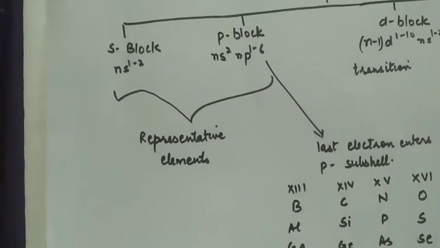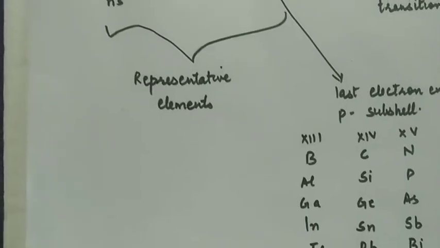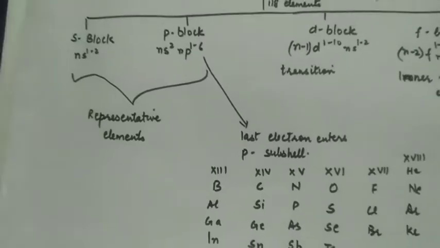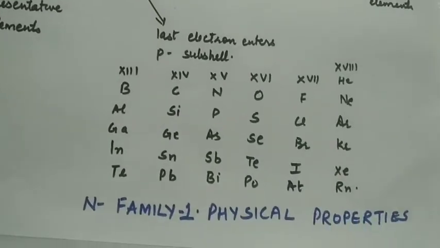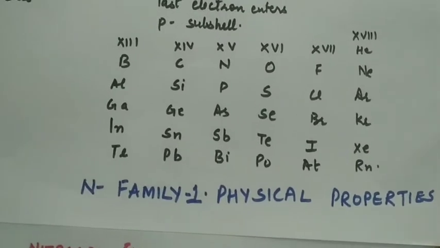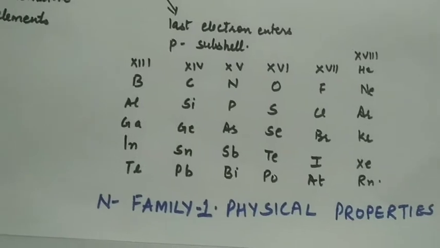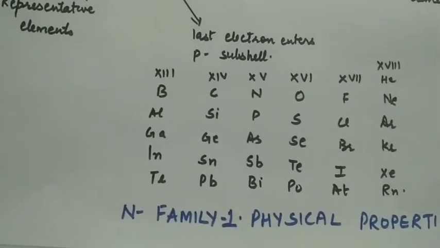The S and P block elements are collectively called the representative elements. In this chapter, we will be talking about P block elements. The group numbers 13 to 18 belong to the P block elements because the last electron enters the P subshell.